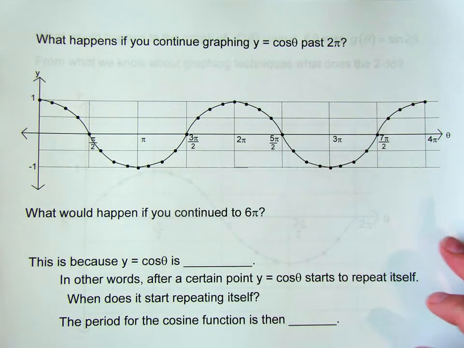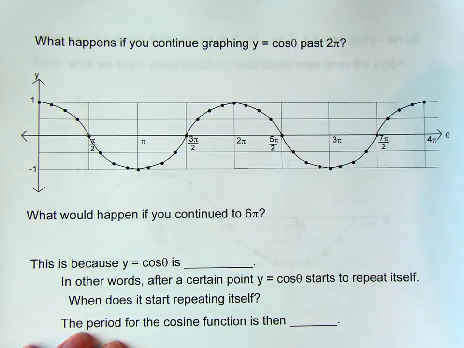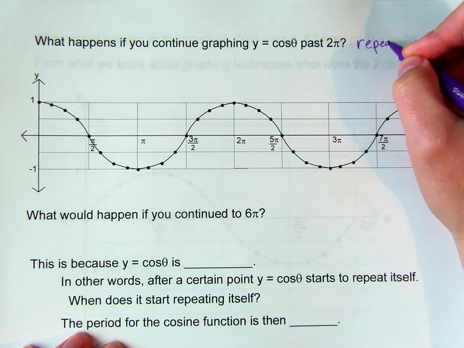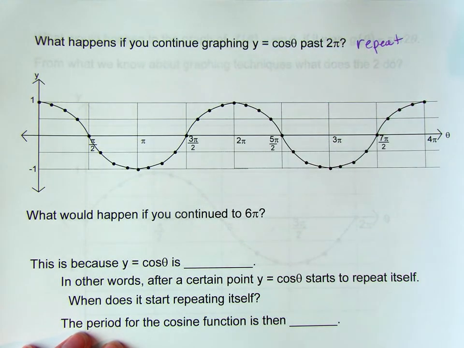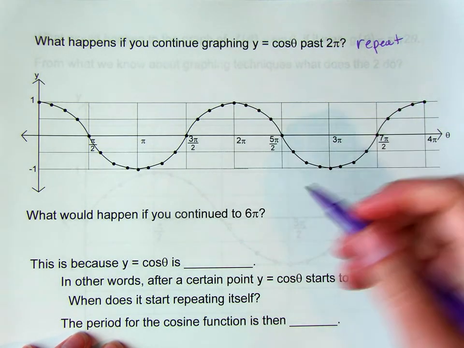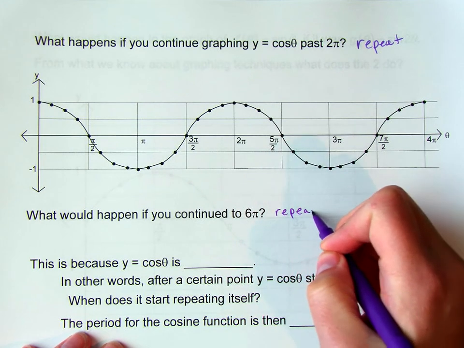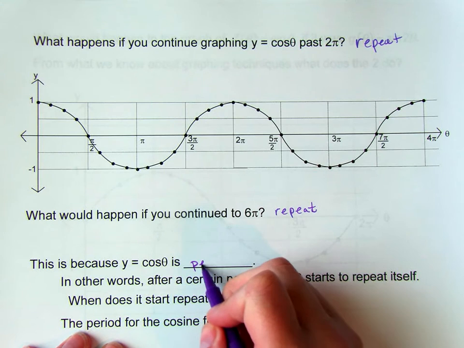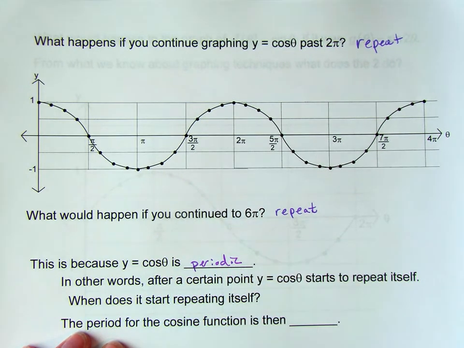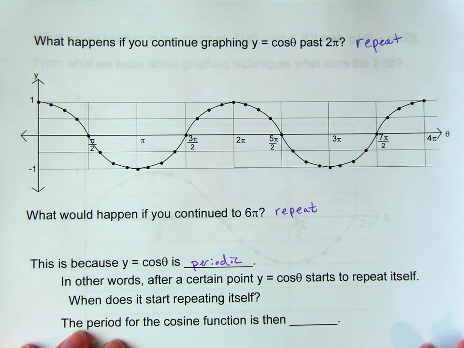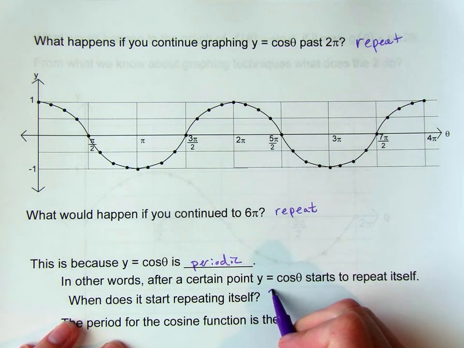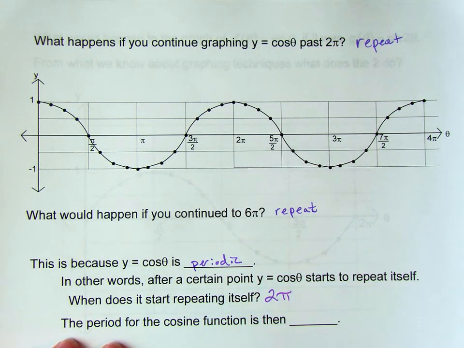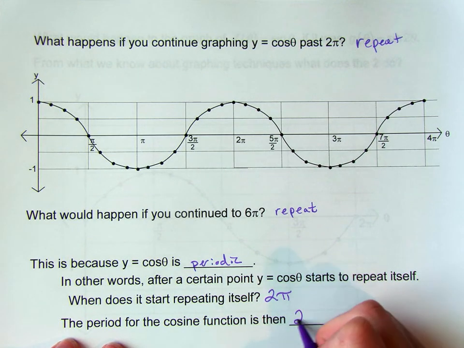What happens when you continue graphing cosine theta past 2 pi? Well, again, it's going to repeat. And what do you think would happen if we continue to 6 pi? It would repeat more, another time. And again, it's because y equals cosine theta is periodic. In other words, after a certain point, y equals cosine theta starts to repeat itself. When does it start repeating? At 2 pi. The period for the cosine function is then 2 pi.